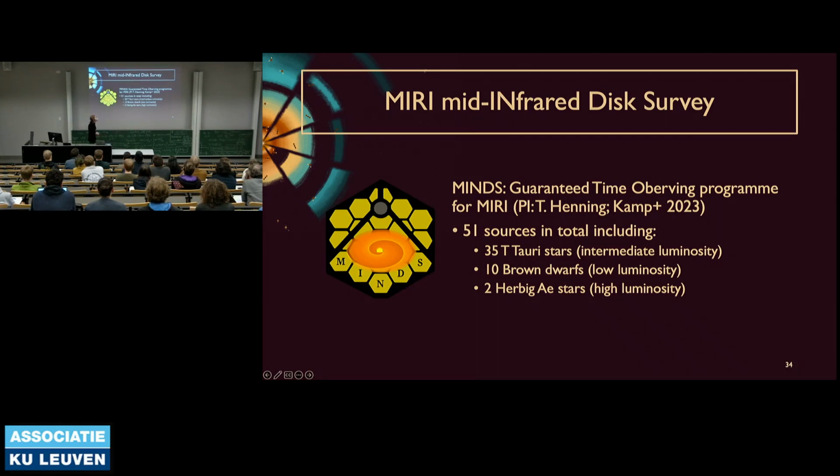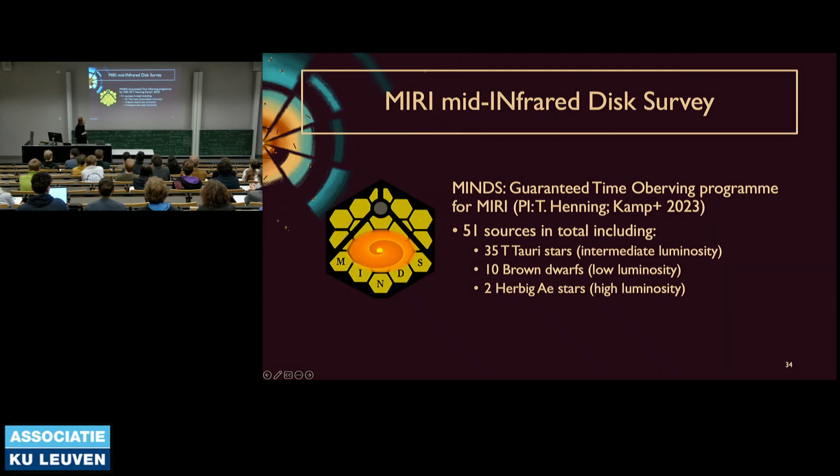So we're talking about the MINDS Guaranteed Time Observing program. The people who contributed to the instrument development back in the day got a certain amount of time allocated, and they divided this amongst different topics. I know there's some people here who work on the exoplanet GTO. There's also one for disks. This is the MINDS collaboration, and the PI is Thomas Henning. There's in total 51 sources in this program. I think there's 140 hours allocated to this, if I remember correctly.